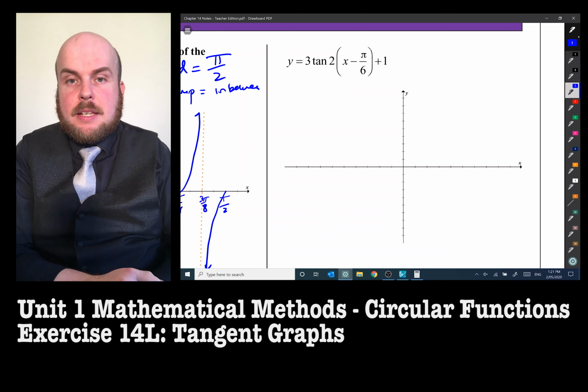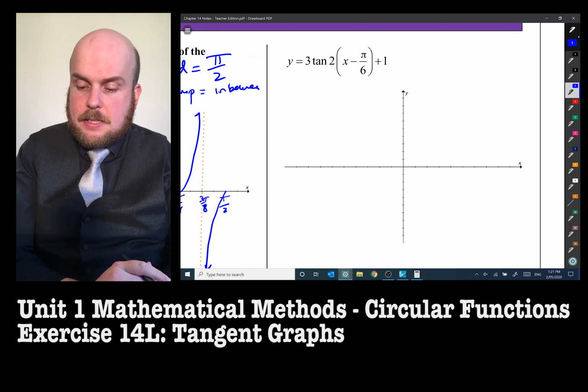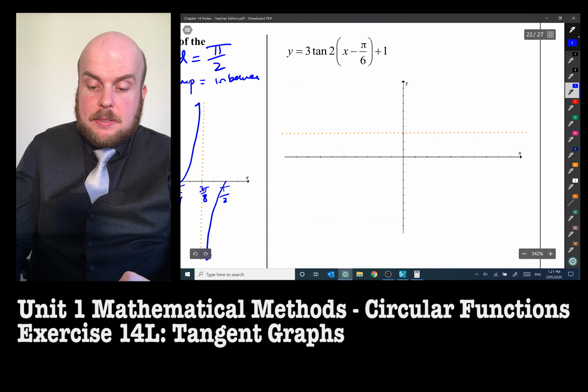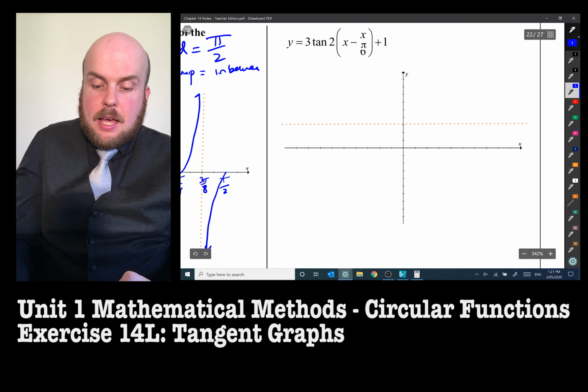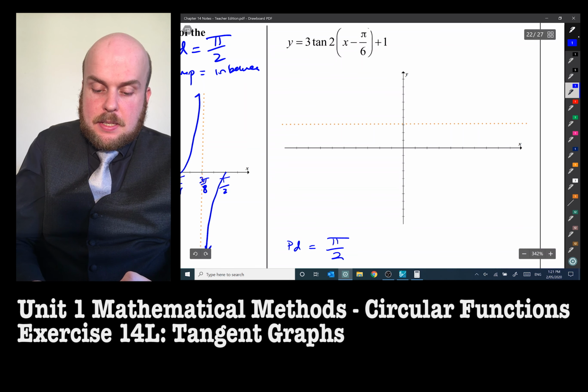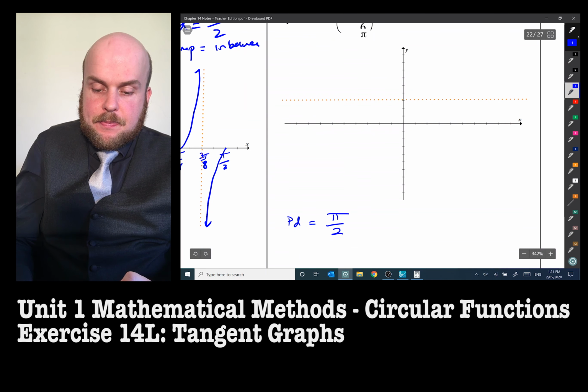There we go. So this tan graph has been moved over to the right by pi on 6. It's been dilated in all sorts of ways, and it's also been translated up by 1. It's moved over to the right by pi on 6. And so first things first, we need to worry about the period. So the period is equal to pi divided by 2.